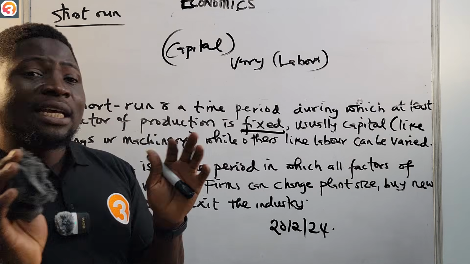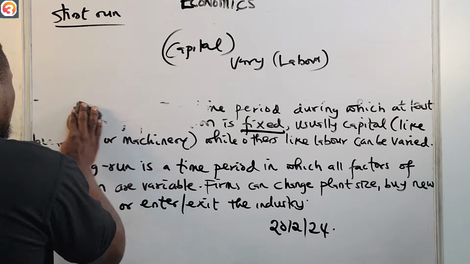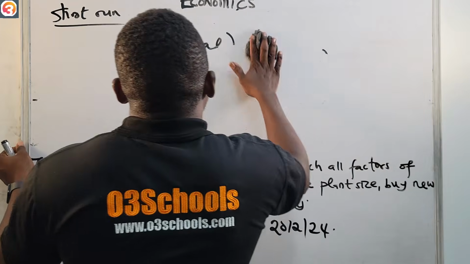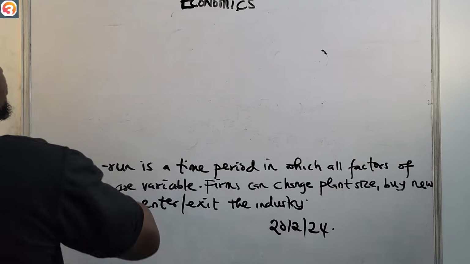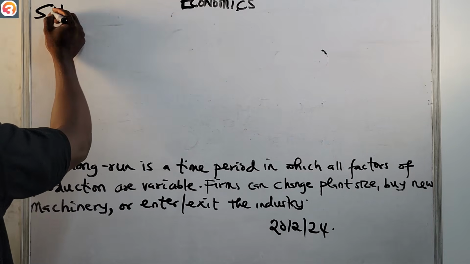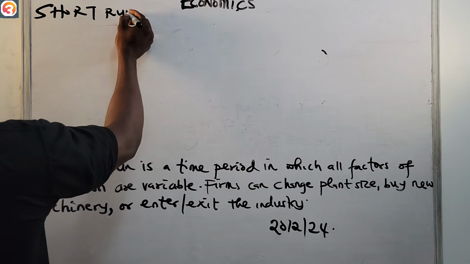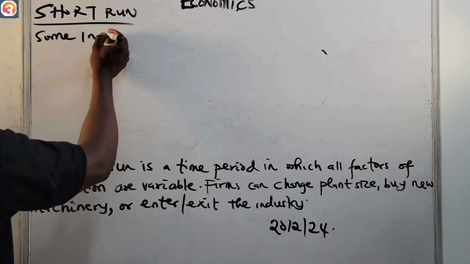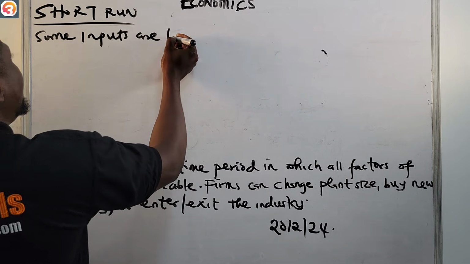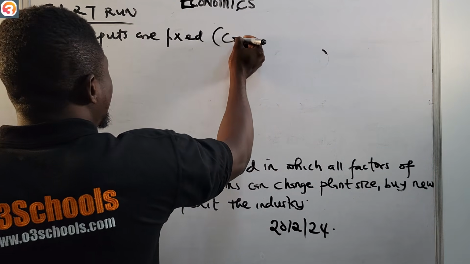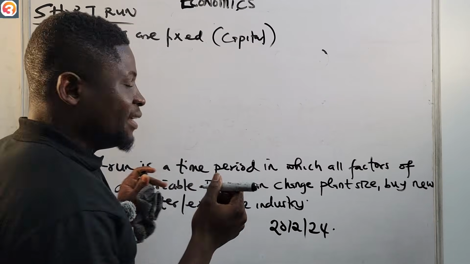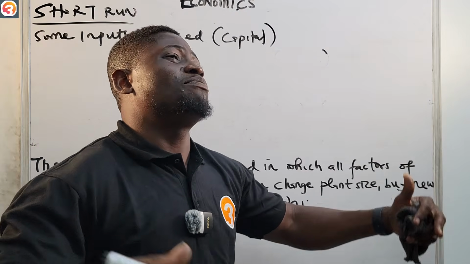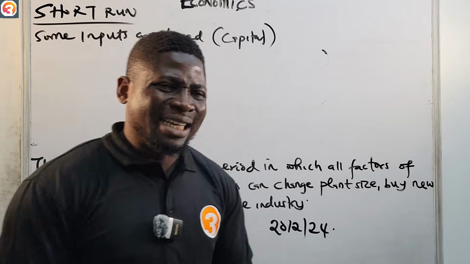So let's quickly see the key characteristics of short run. Like I've said before, some inputs are fixed. Like what now? Capital is fixed in the short run. You cannot say, give me big money, I cannot work with this budget they give me. That's the short run.